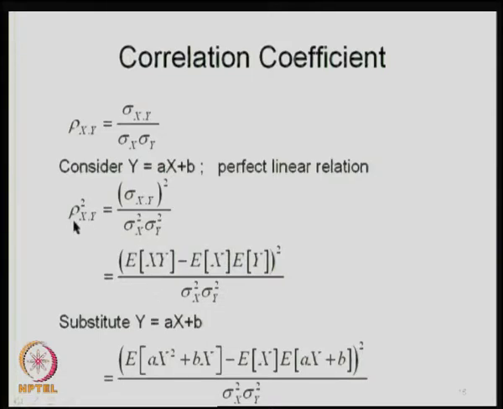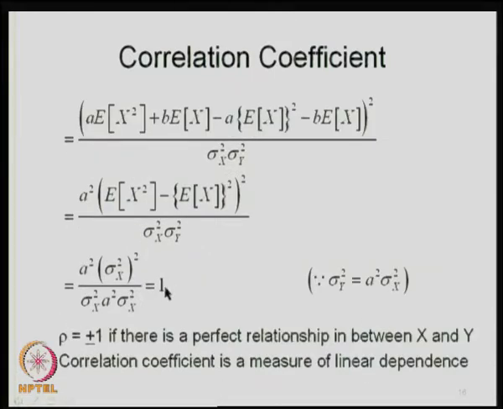So, we started with rho x y square. That turns out to be 1, and therefore, rho is equal to plus or minus 1 if there is a perfect linear relationship between x and y. So, the correlation coefficient is in fact a measure of linear dependence. If the correlation coefficient has any value other than plus or minus 1, it indicates a lesser degree of linear dependence between x and y compared to the perfect relationship, which would have yielded a correlation coefficient of plus or minus 1.